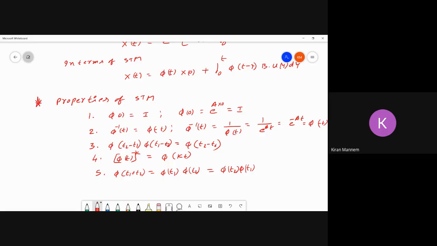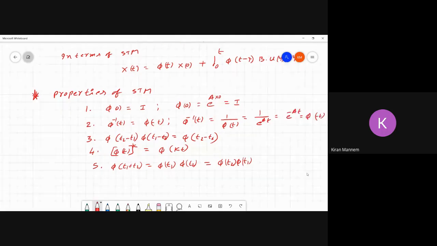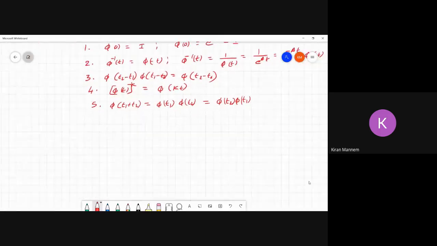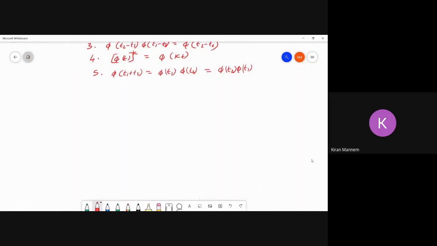Now let us compute the state transition matrix by Laplace transformation. So till now we did it in the time domain. Let us do the same thing in Laplace transformations. Okay, so let us put the heading: computation of the STM by Laplace transformation.